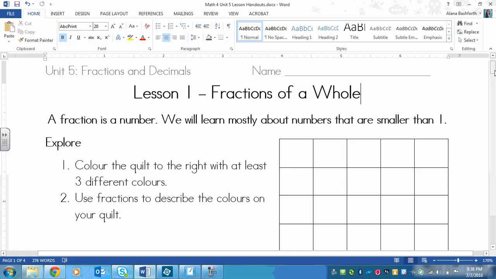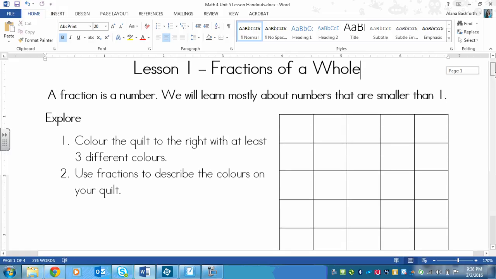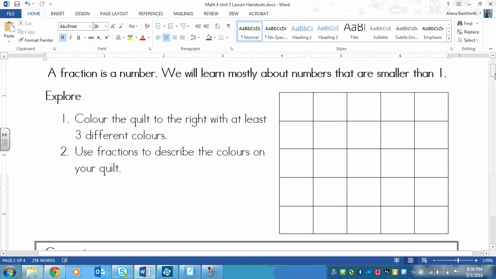So to start off, we're going to do a short activity. Shouldn't take you very long, but what you're going to need is three colors of either pencil crayon or crayon, and what you need to do is make a design on this quilt right here. So you need to color in each square fully with one color, but you can do it in whatever pattern you want, but you need at least three colors. So if you want more, you can have more.